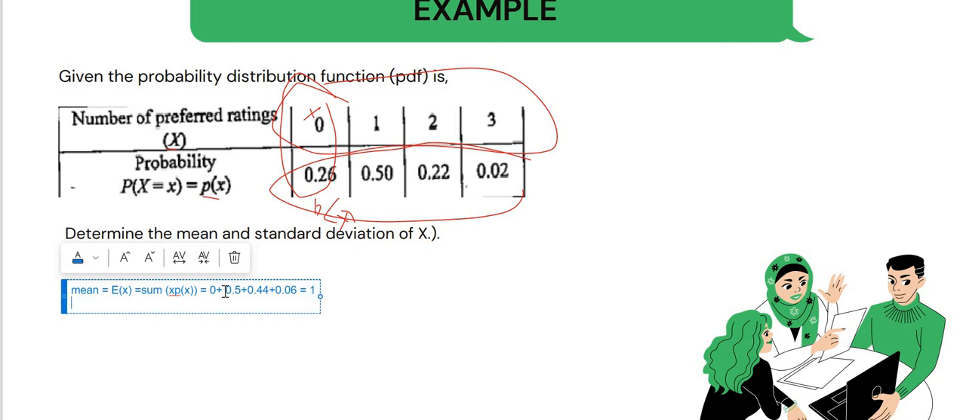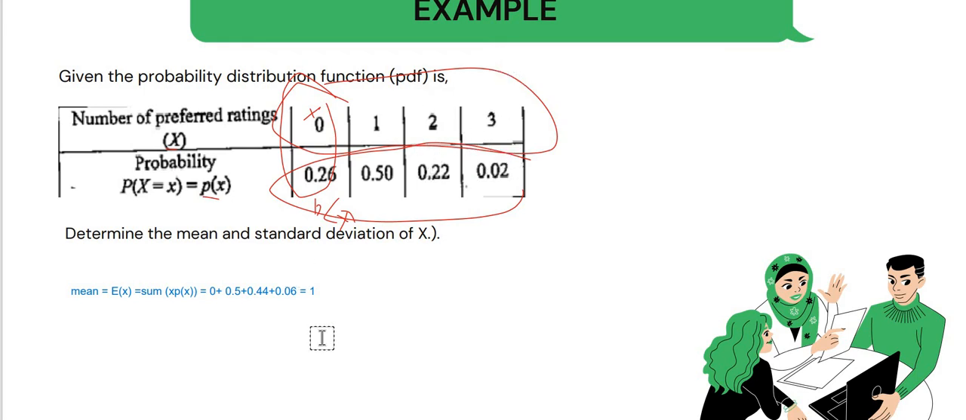It's 1. Okay, it's not supposed to be, I mean, it's not a must to be 1. Kebetulan lah dia 1. Tapi this is how we find the mean. You need to multiply X with PX, and then tambah X with PX and then tambah X with PX and then again. So you get 1 here. So this is the mean. Okay, so now next, find the standard deviation.